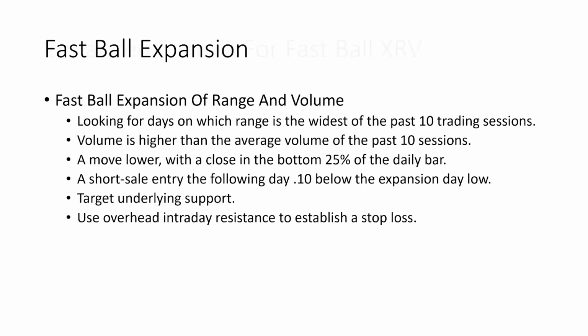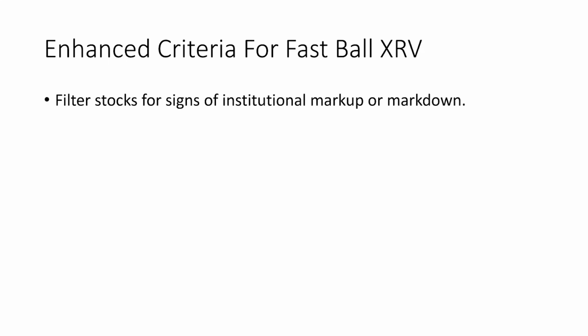The example here is a short sale, but it's going to be the same kind of thing for a long. Now, the enhanced criteria that I have here for this Fastball XRV setup, this is taking the data that I get from those scans and then pushing it even further, right? So I go through and do a lot more analysis on these XRV setups, and what I'm looking for is signs that the expansion of range and volume is being driven by an institution that's engaged in a markup or a markdown of the stock, right? They're either buying it or selling it off.